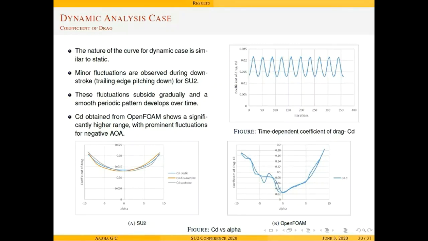In comparison, the OpenFOAM curve for the drag coefficient shows significant fluctuations, particularly for the negative range of angles. Moreover, the maximum value of drag observed for OpenFOAM is around 0.18, which is around 0.16 more than the maximum value observed in SU2. This significant increase in drag can be attributed to the presence of extensive turbulence in the case of OpenFOAM, which in turn leads to increased pressure drag.